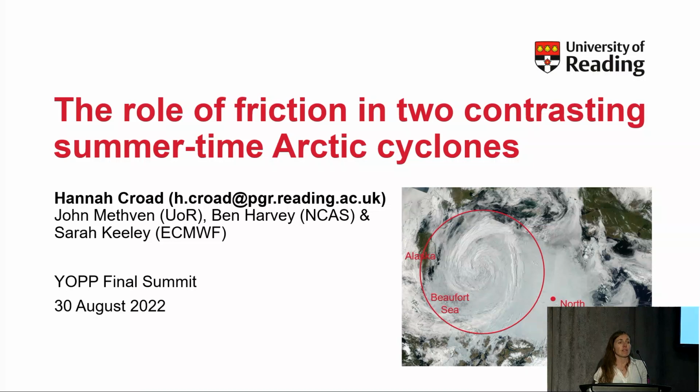So Arctic cyclones are synoptic scale features. They're the major weather hazard in the summertime Arctic, producing strong winds and impacting the sea ice over large areas. And they're currently about 1 to 2 days less predictable than mid-latitude cyclones. So there's a need for a better understanding of these systems. And one of the biggest uncertainties in our understanding is the interaction with the surface and the sea ice. So today I'm going to be talking about the role of friction in two contrasting summertime Arctic cyclones.